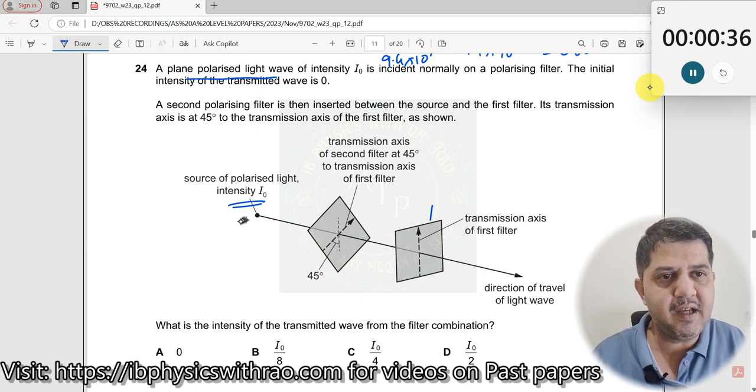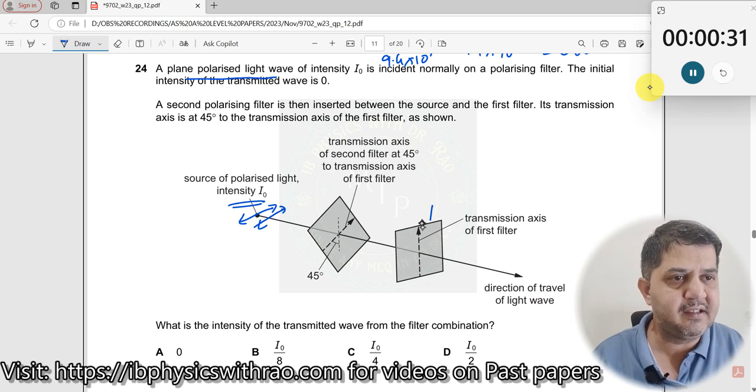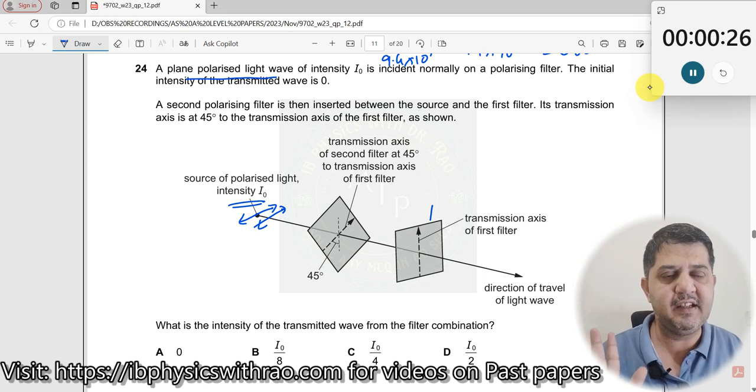When you have a plane polarized light, let us say this could be your plane polarized light, you observe that if you keep this perpendicular like this, what can happen? None of the light will enter, right? So that is what is happening.